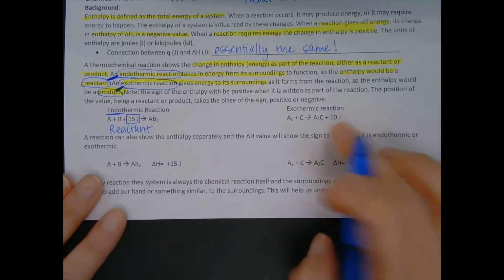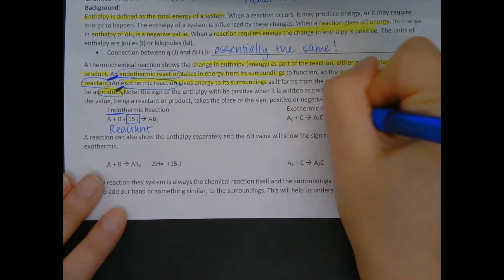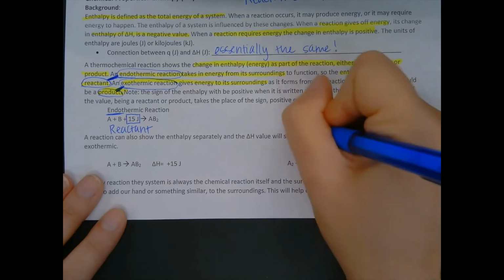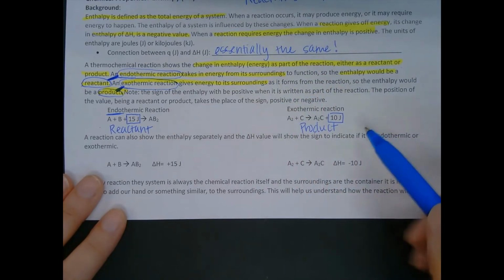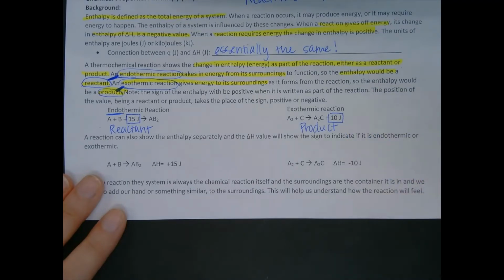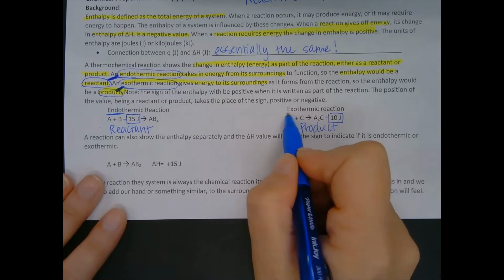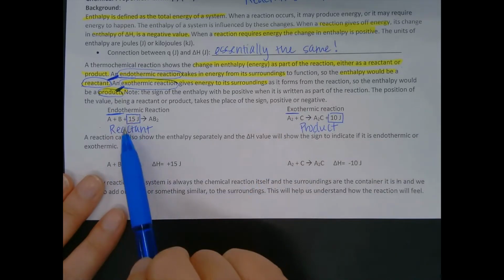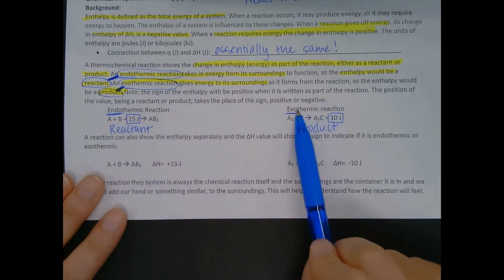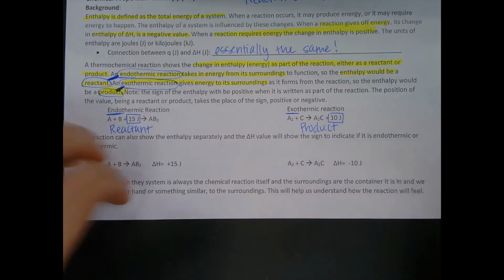Well, if I look at the other example, my 10 joules is over here. It's written as a product. And I know it's a product because it's on the right-hand side of the arrow, which means that I'm giving it off. It is released as part of the reaction, the overall energy of the reaction. And that means it's exothermic. So endothermic has our enthalpy as a reactant, and exothermic has our enthalpy as a product.